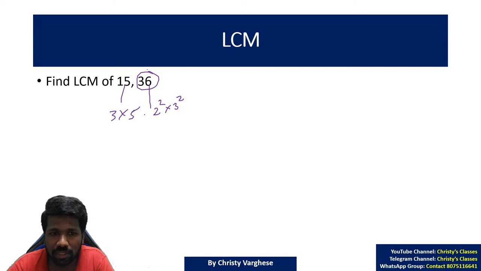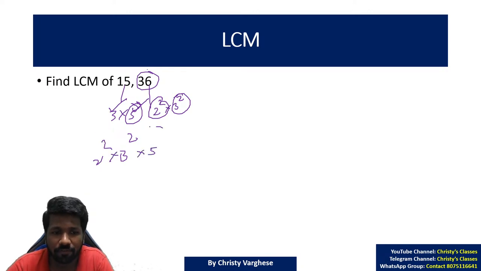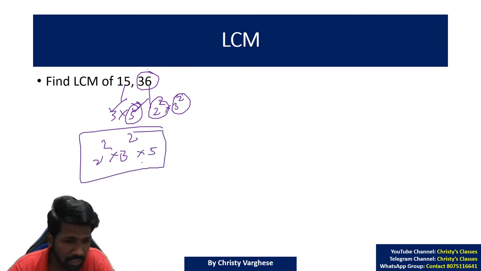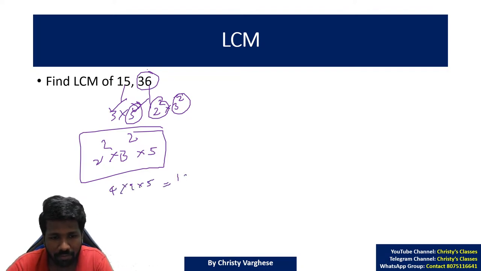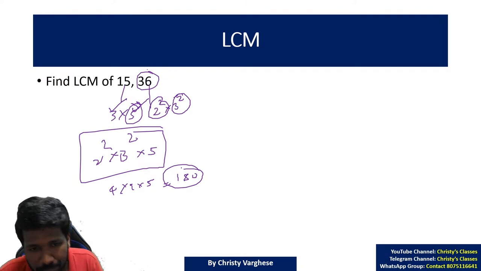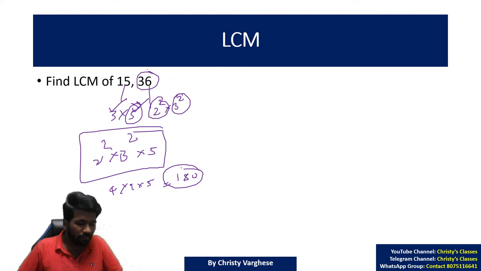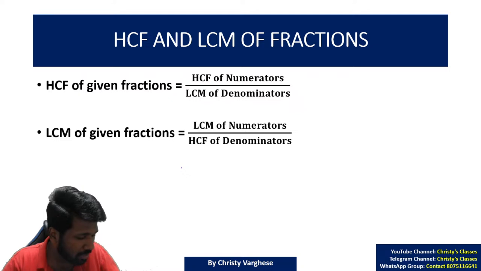So to find the least common multiple, you have to take 3 raised to 1, 5 raised to 1. 3 raised to 2 is there, so take 3 raised to 2, then 5 is there, 2 square is there. So 2 square into 3 square into 5 will be the least common multiple. That is 4 into 9 into 5. 20 into 9, 180 will be the least common multiple. So that is how you can find the least common multiple. I hope it is clear.